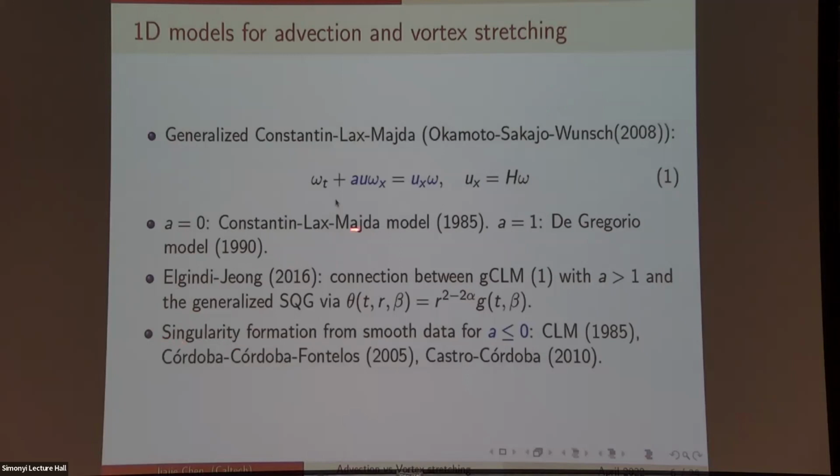For this class of models, singularity formation has been well understood for this range of parameters, a less than 0. It has been studied by Constantin-Lax-Majda, Cordoba, Fontelos, and Castro. The specialty of this range of parameters is that for negative a, there's no competition between this part and this part. So in this talk, I will focus on the positive parameter a bigger than 0. Then there will be cancellation between these two effects.